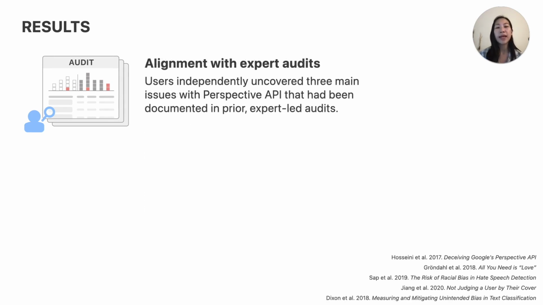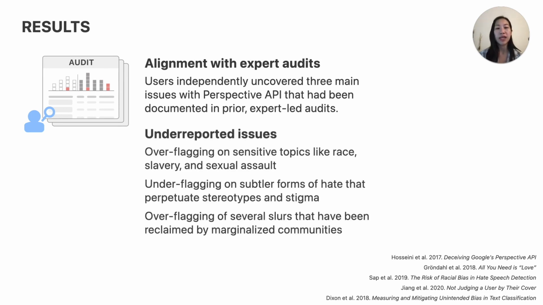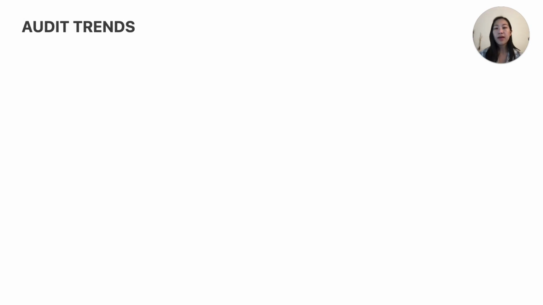Also, users independently raised the same kinds of issues with Perspective API that had been documented in past expert-led audits. But they also found issues that had been previously underreported, such as overflagging on sensitive topics like race, slavery, and sexual assault. Then, there were 3 kinds of trends among the issues raised by end-user auditors.